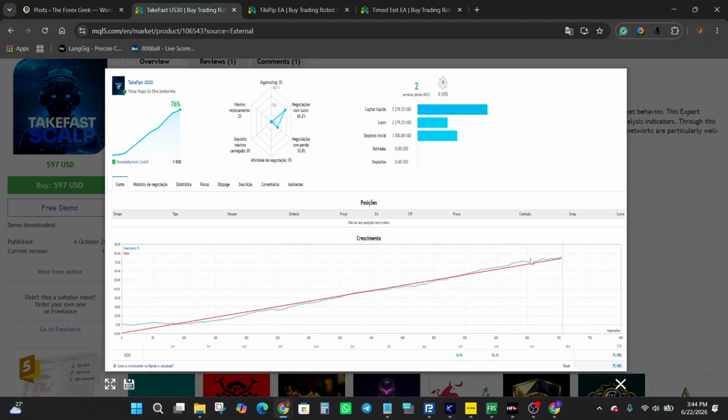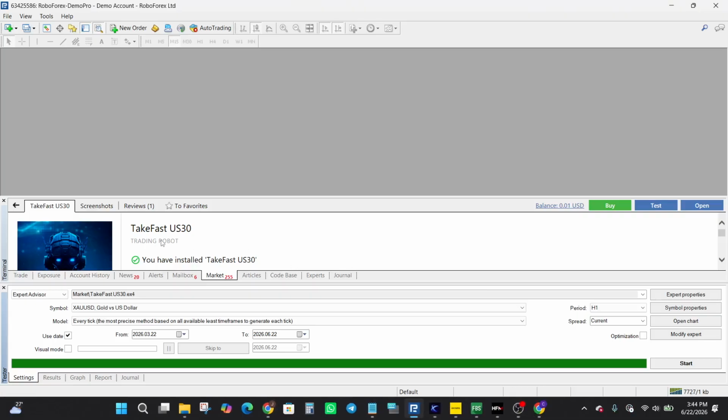Whenever I evaluate historical testing performance, I view it as a way to understand how an expert advisor behaved during a specific period of market history rather than as a prediction of future outcomes. From what I can see here, the EA seems to have generated 76% profit over just 2 weeks in 2023. All right, but of course, this is insufficient data. Anyways, let's also head over to our strategy tester. Let us see how the TakeFast US30 EA performed on gold XAUUSD on the H1 time frame over the past 3 months in 2026, March 22nd to June 22nd, using the every tick model.